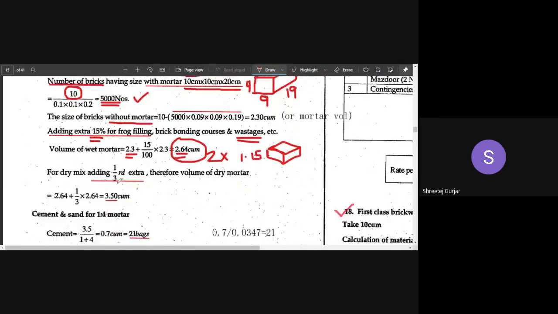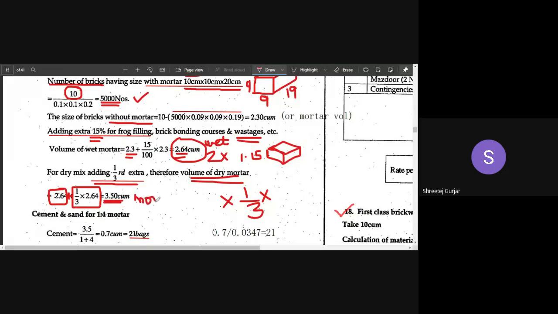Now, add one third. We have to add 1/3 extra because this is the wet quantity. If you want the dry quantity of mortar, the dry constituents, add 1/3. Do not multiply by 1/3, add 1/3. Meaning you have to add 1/3 of 2.64 to the original 2.64. You will get 3.5 cubic meter of mortar.